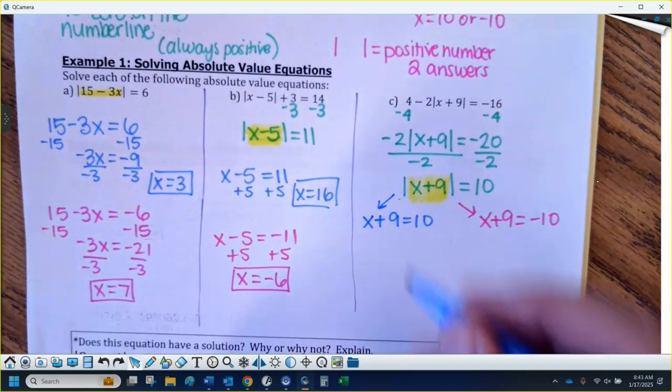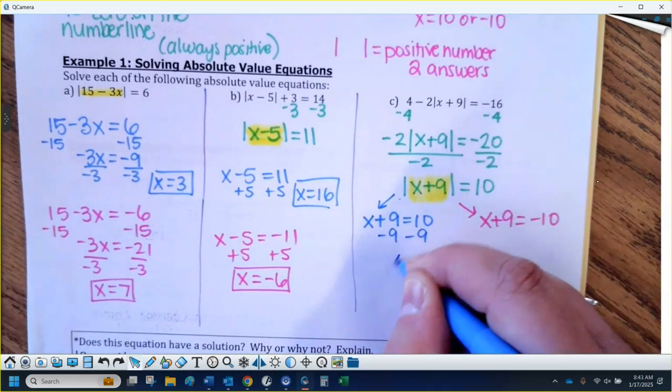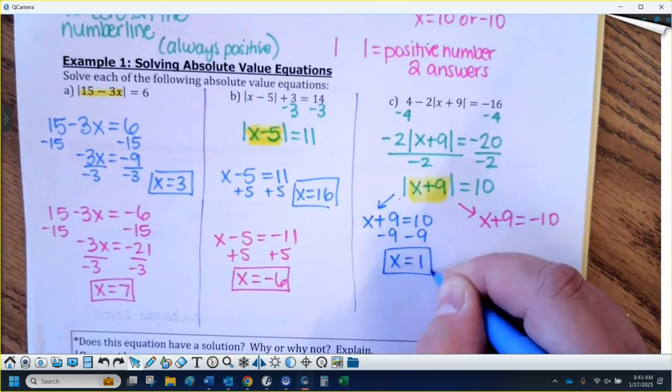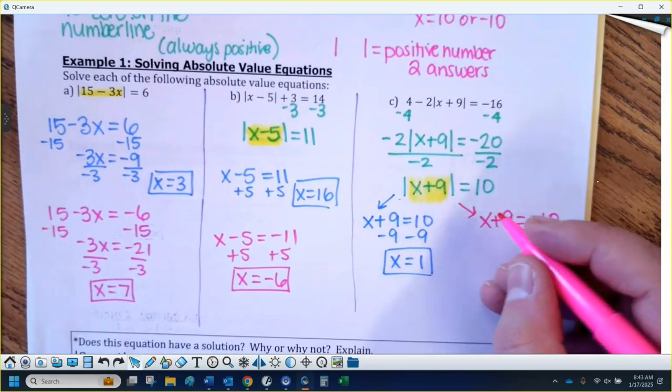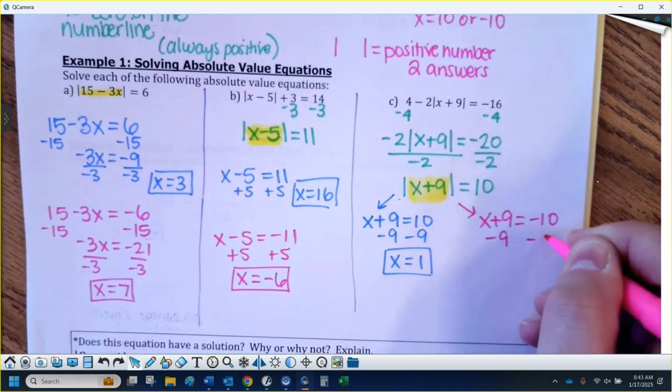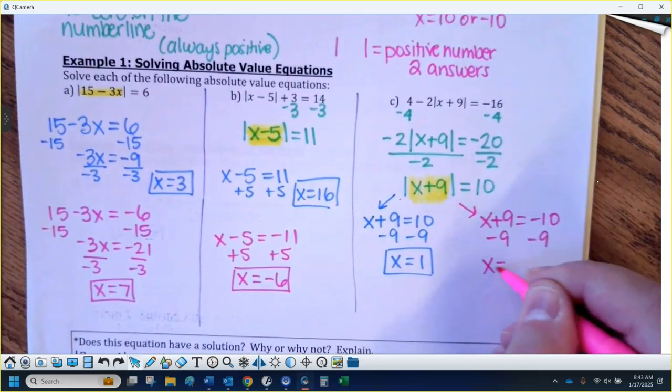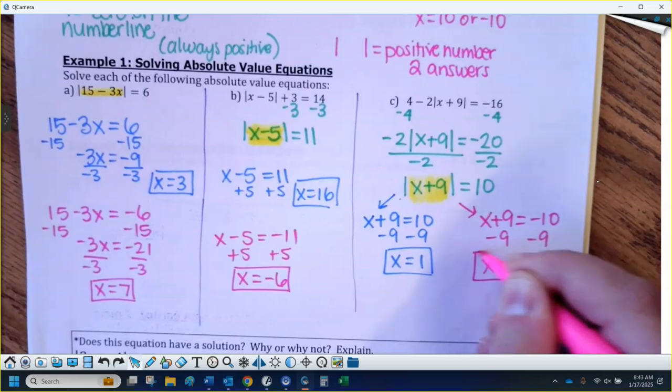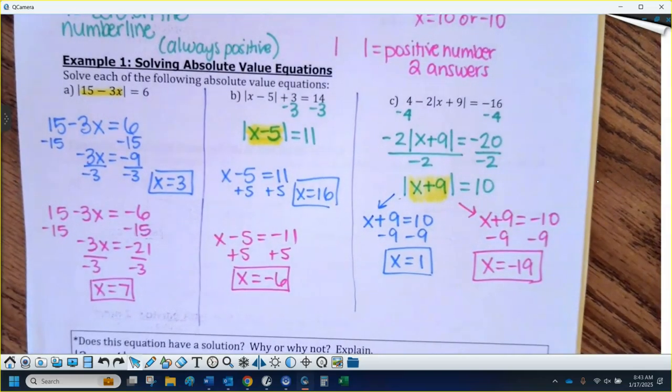Now, both of these you're going to do the same math. We're just going to subtract 9, but I'm going to get two different answers when I do this. So one of them is 1. If you think about that, right? 1 plus 9 would be 10, and then absolute value, that would be 10. The other one, if I subtract 9 here, I'm subtracting it from negative 10, so it gets more negative. So it's going to be negative 19. And in that case, negative 19 plus 9 in here would give you negative 10 in the absolute value, and then the absolute value would cancel the negative out. So those are your two answers.